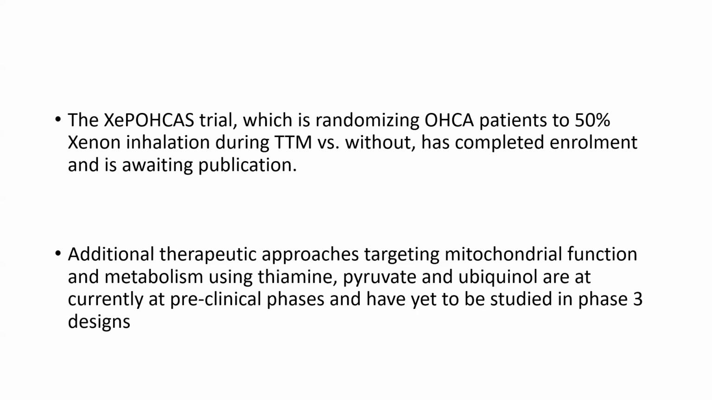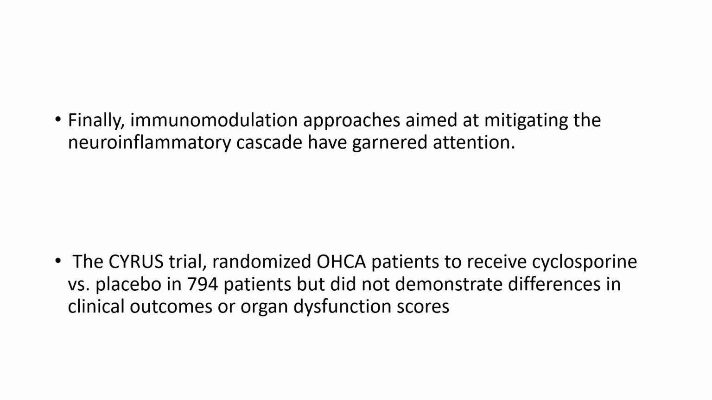Additional therapeutic approaches targeting mitochondrial function and metabolism, using thiamine, pyruvate, and ubiquinol, are currently at the preclinical phase and have not yet been studied in a phase 3 design. Finally, immunomodulation approaches aimed at mitigating the neuroinflammatory cascade have generated attention. In the CYRUS trial, they randomized out-of-hospital cardiac arrest patients to receive cyclosporine versus placebo in 794 patients, but did not demonstrate a difference in clinical outcome and organ dysfunction score.